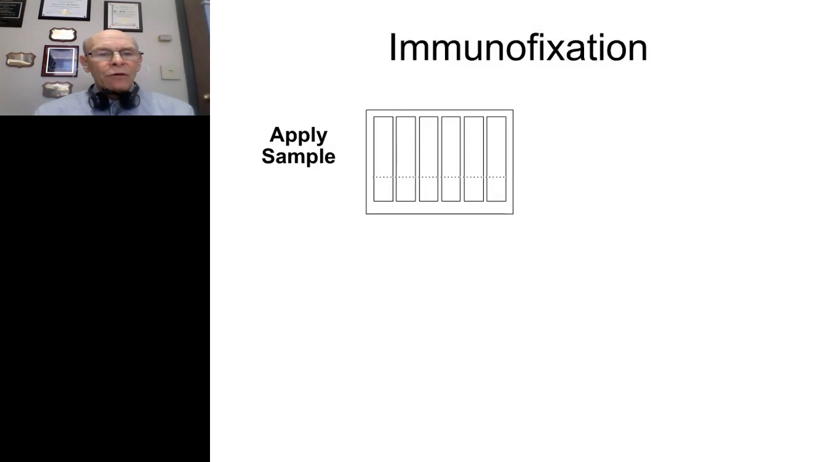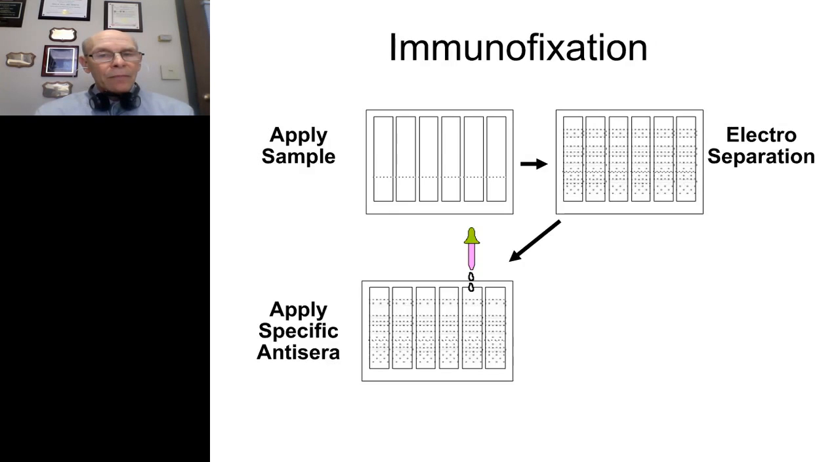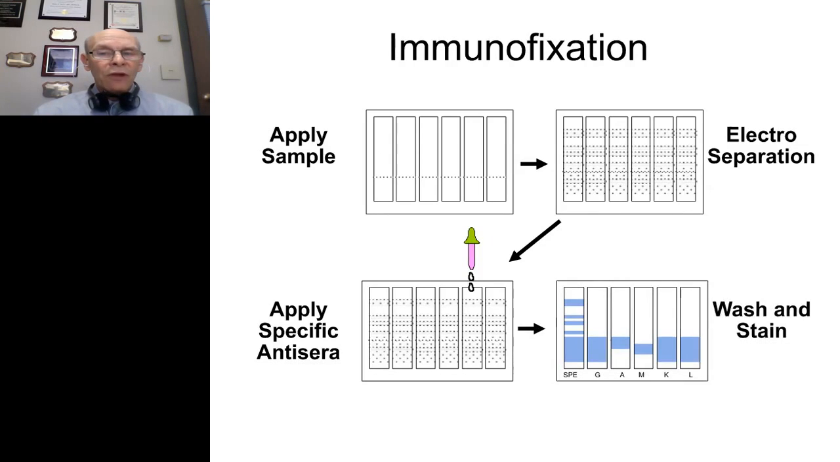For immunofixation, we apply the sample to 6 lanes of an agarose gel. In this cartoon, I'm putting the anode at the top. We perform electrophoresis then to separate the various proteins, but none is yet visible. Then, in lane 1, we fix the proteins in place with an acid. But to the other lanes, we apply a specific antisera against IgG, IgA, IgM, the most common heavy chains found, kappa, and lambda, the light chains. We wash and stain and get a pattern that looks like this.